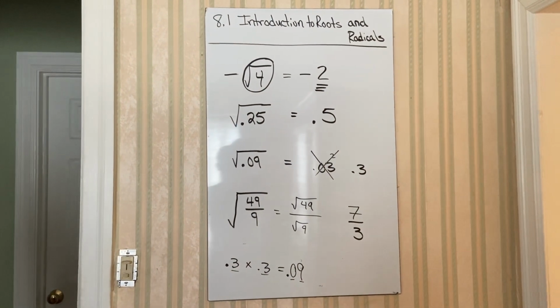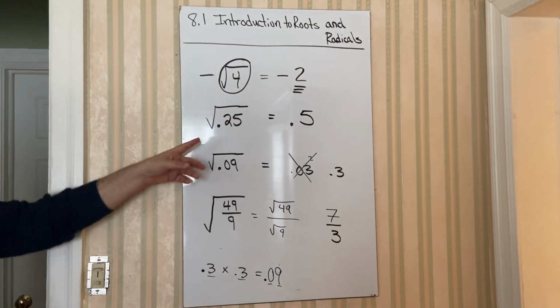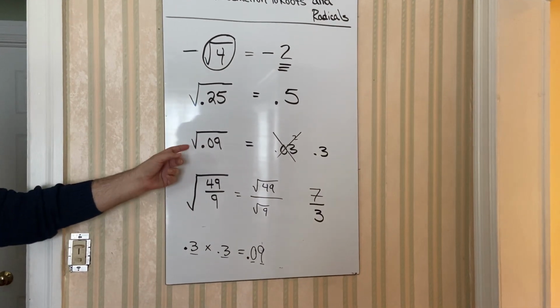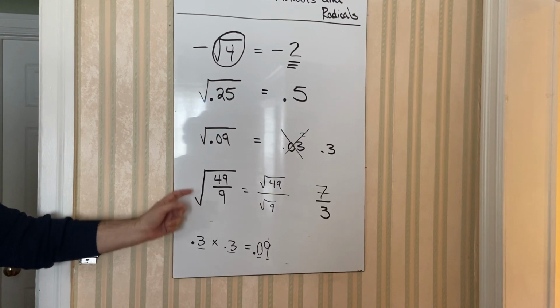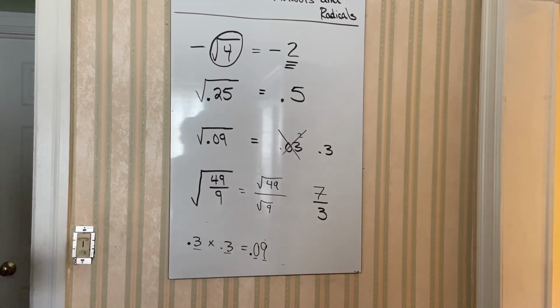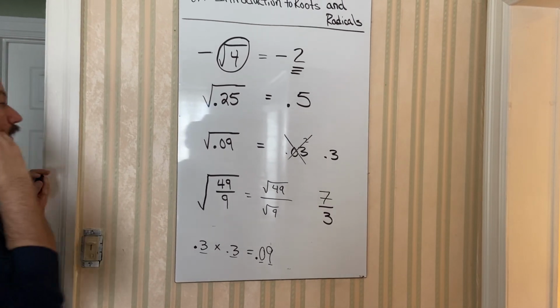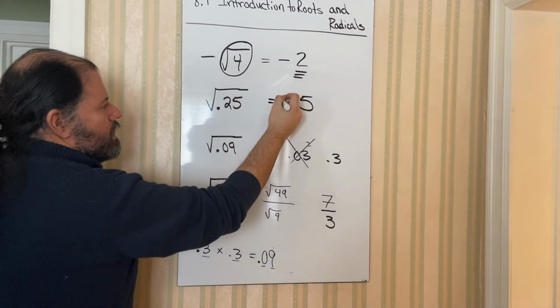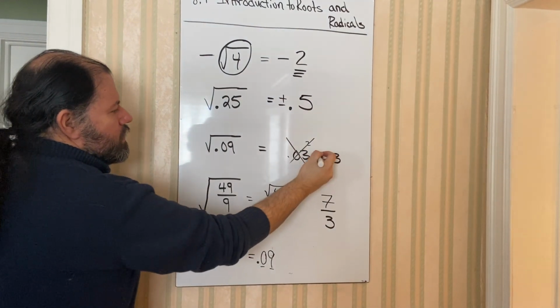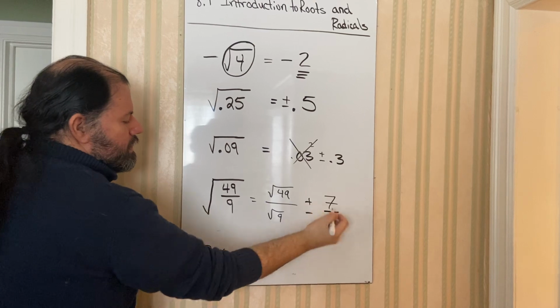Now the last thing that we want to talk about was this and this, because they're square roots. We know our answer could be a +2 or a -2. So a lot of times you'll see answers with a plus minus in the front.